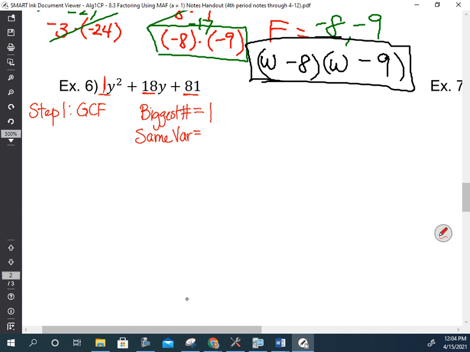Variable. Do we have the same variable in every part of the problem? No. 81 doesn't have a variable. So that means your GCF is 1. Since your greatest common factor is 1, we can keep it moving.